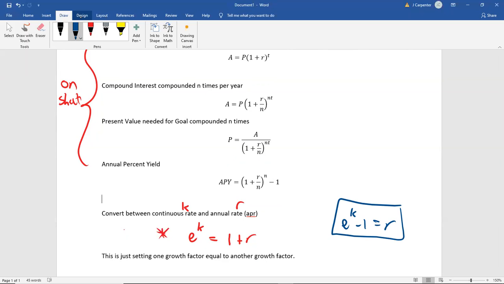This is a continuous growth factor. This is the standard growth factor, and that standard growth factor is what we've been using over and over and over.